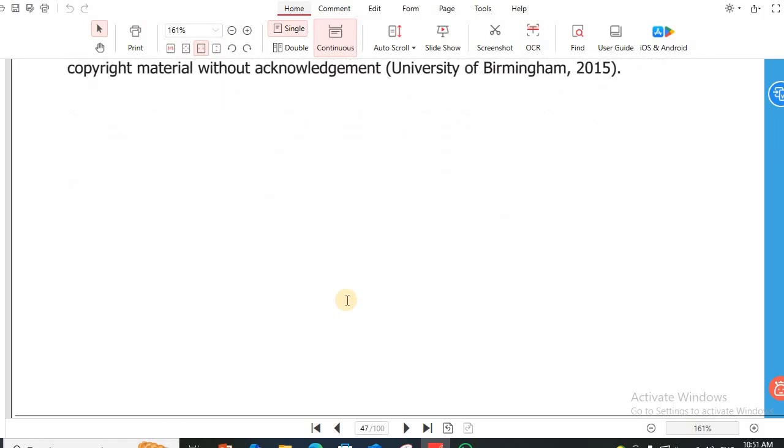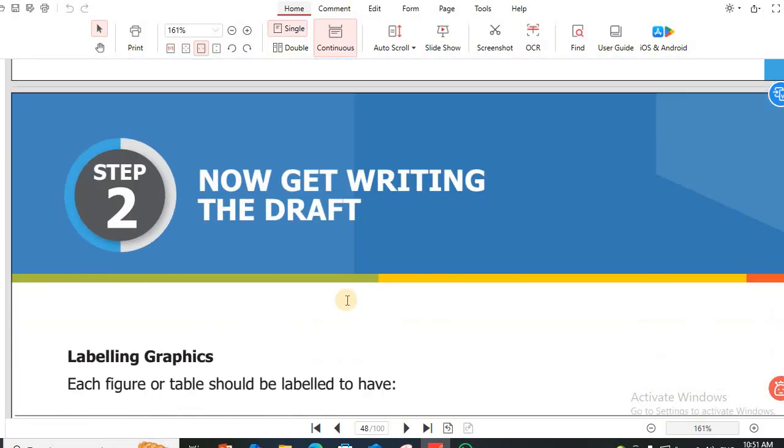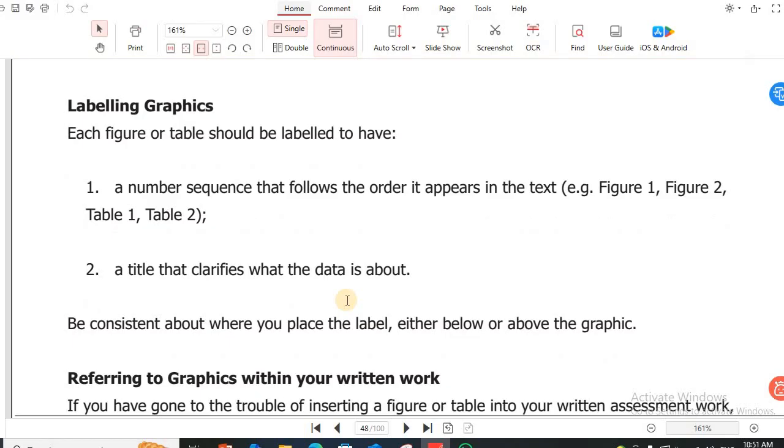And then it's very important to label the graphics. Each figure or table should be labeled with a title. It should have a title and a number in sequence: table 1, table 2, table 3, or figure 1, figure 2. And then you have to give a title to each figure or table.